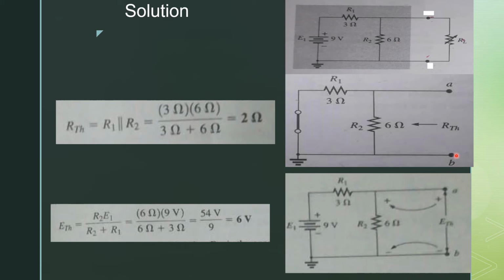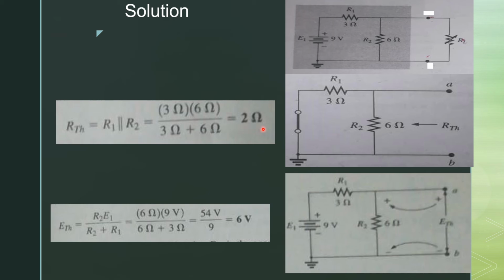Now we have to find the value of R Thevenin. So when we are going to find R Thevenin, we have to set our sources to 0. In our case, we have only a single voltage source. So when we set this source to 0, replace that source with a short circuit. Now you can see that R1 and R2 are in parallel to each other. So R Thevenin is equal to R1 parallel to R2. When we substitute the values, we see that 3 into 6 divided by 3 plus 6 is equal to 2 ohms. So the value of R Thevenin is equal to 2 ohms.